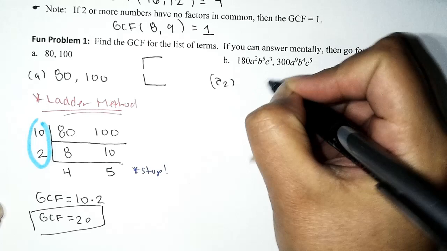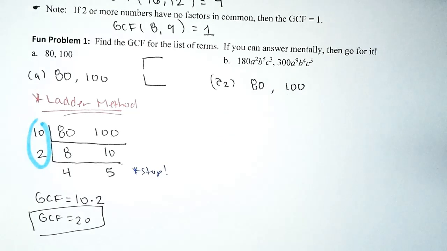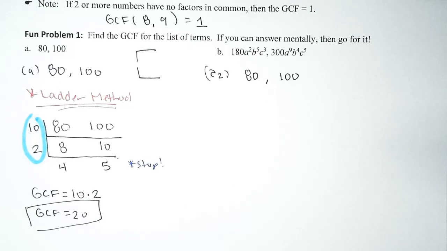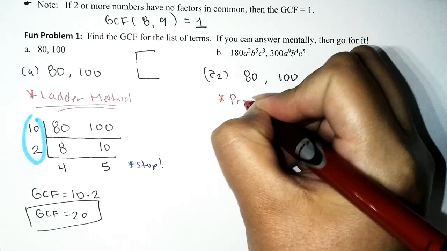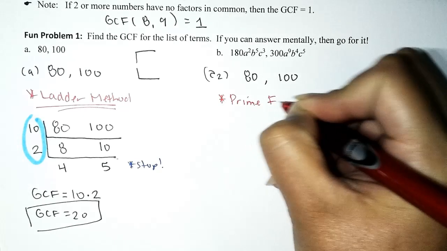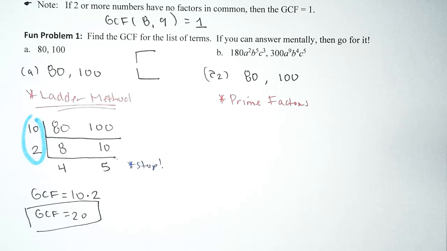So again, we call it A2 because we want to highlight that it's the same problem, but then again. So what if you don't like the ladder method? I don't know why you wouldn't, but whatever, people are weird. So we're going to go ahead and find the GCF, but this time around, we're going to find the GCF by using prime factors.